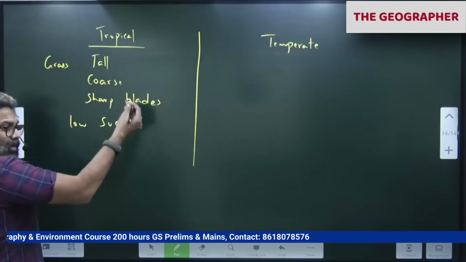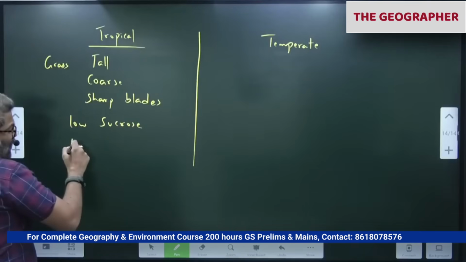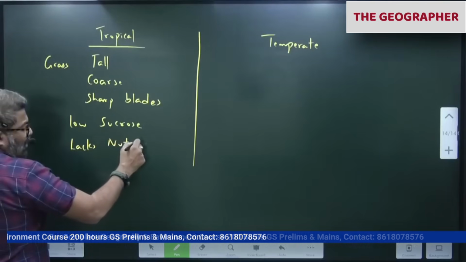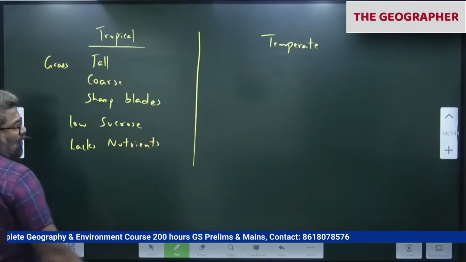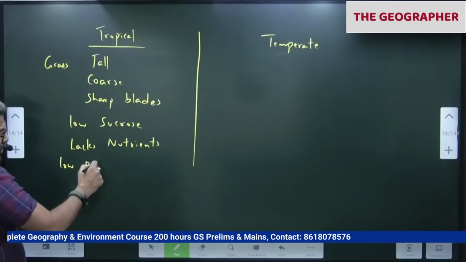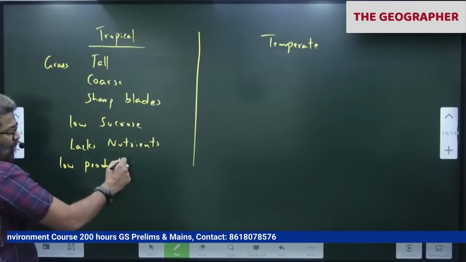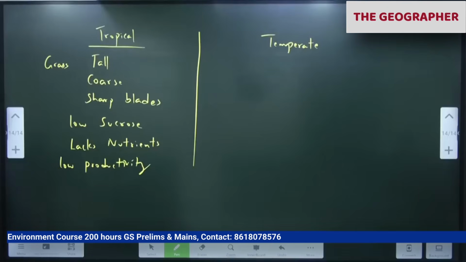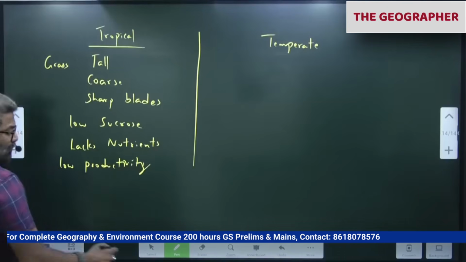Low sucrose content. Less nutrients in it. Lacks nutrients. Nutrient content is very low. So as a result, low productivity. Our cattle have low productivity. Sheep, goat and all, productivity is very low. Correct? So that is tropical grassland characteristic.